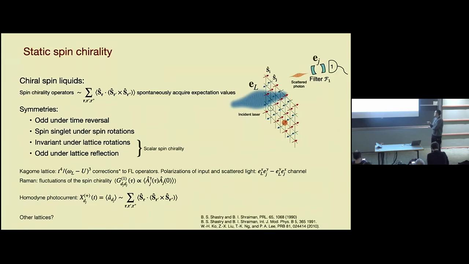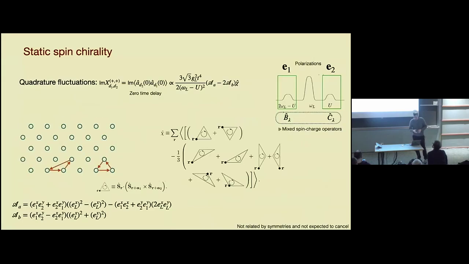And in this case, they would contribute to the Raman scattering as fluctuations of spin chirality operators. Now, if we apply our input-output formalism and measure just the expectation value of the photonic operator, that implies that we can directly see the expectation values of static spin chirality on Kagome lattices. Now, what about other lattices in addition to Kagome?